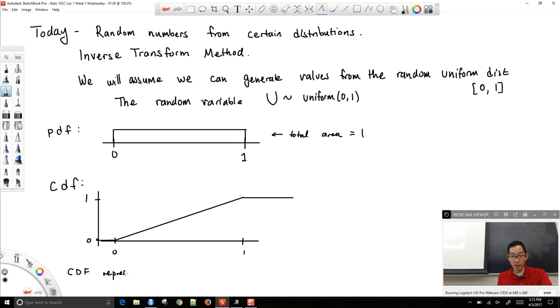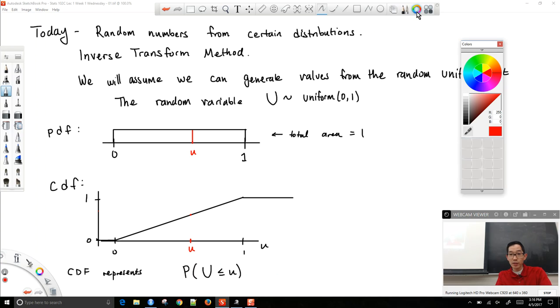And the CDF represents the probability that u is less than or equal to some value u, right? So if this is the axis u, what's the probability that this random variable u is less than or equal to some little value u right here? Then this says there's a, whatever, 60% probability, okay? On the PDF, it is equivalent to the shaded region, right?